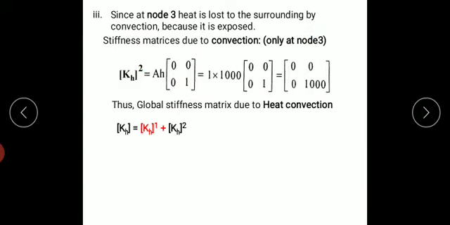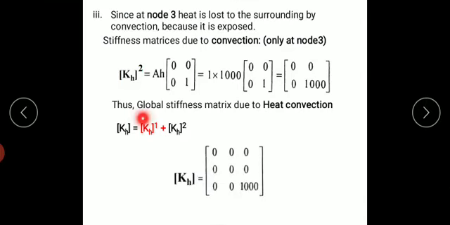So next I'll go for the global stiffness matrix due to heat convection. Here, Kh1 means for element 1. Convection for element 1 is not happening, so this value is 0. When I make it global, I put all the values as 0, and only at 3 comma 3, only at node 3, I have the value.